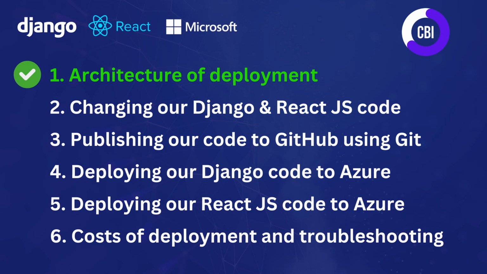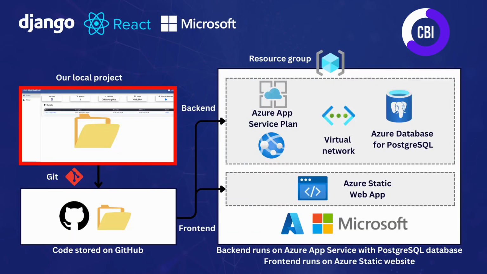In the next videos we're going to publish our code to GitHub using Git, deploy our Django and React code to Azure, and talk about the cost of deployment and troubleshooting. But before we can actually do that, we need to make some changes to our Django backend code to make sure that it is actually ready for the deployment. And if we take a look at the architecture view of the previous video, we're actually focused on the top left of the image, where we're going to modify our local code so that it is ready for the deployment.